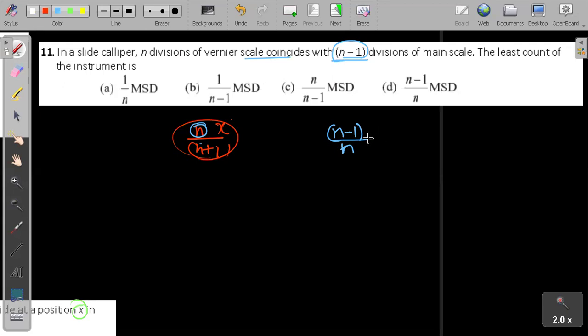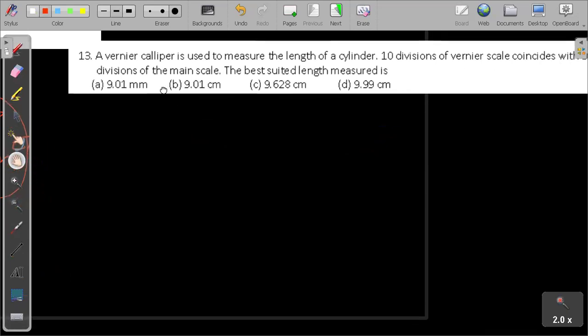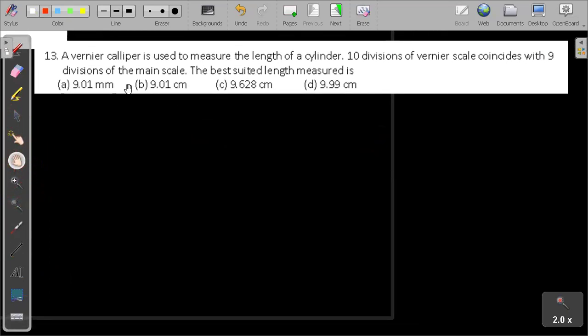Right? And MSD. See, the answer is already there. It's not very big rocket science. Very, very simple one. A vernier caliper used to measure length of cylinder, vernier divisions of scale, 9 divisions of the main scale. Now, it's actually the least count, but no problem. So let's find out the least count.